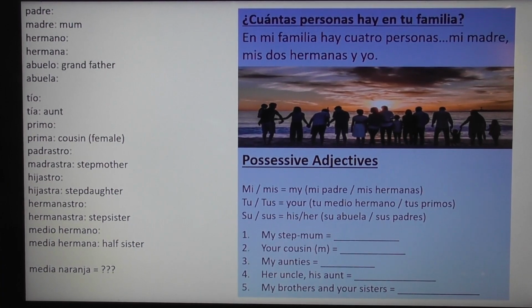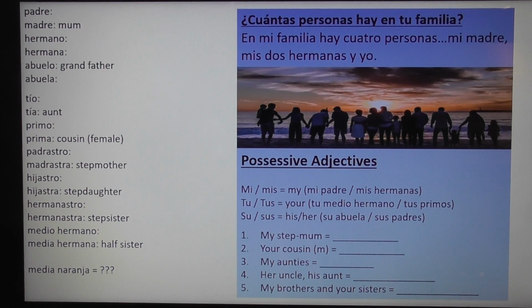You're going to call it out for me in English. Okay, after me. Tío, uncle, hermano, brother, madre, mum, padrastro, stepfather, abuelo, grandfather, hermana, sister, medio hermano, half brother, media naranja, your other half, your partner.